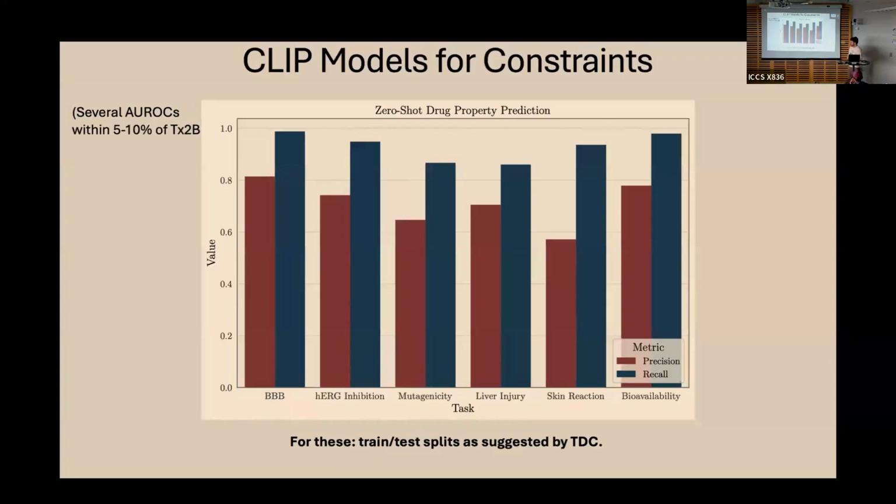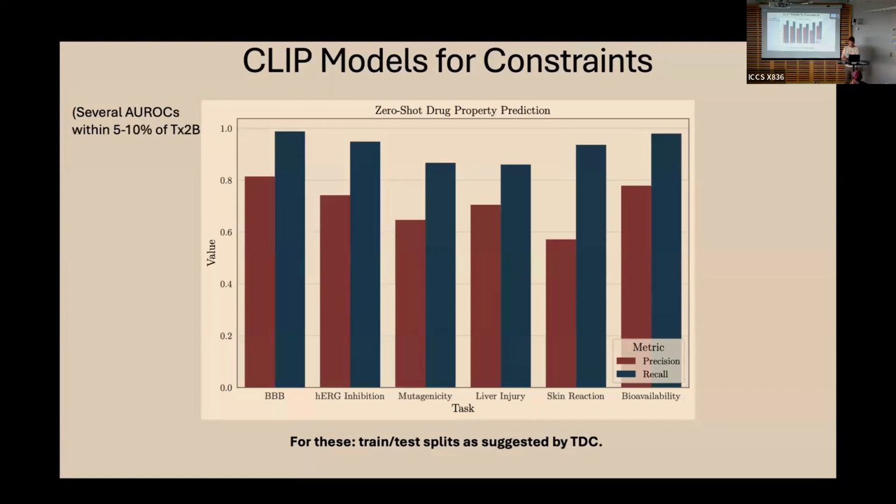Fine. So we did this for BBB, for hERG inhibition, mutagenicity, and liver injury. These three things together formed our notion of toxicity as a surrogate, right? hERG inhibition will cause heart problems. Mutagenicity is not a good thing, and liver injury also. I think these two are pretty self-explanatory, probably. And then bioavailability is also part of it. We have the lower precision there.